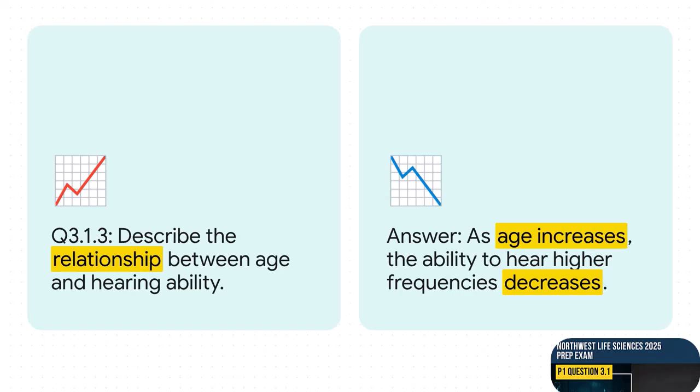Now for question 3.1.3, describe the relationship. So to answer this, you just have to look at the data table they give you. Just scan your eyes across the rows, down the columns. What's the pattern? Well, it's pretty clear. As the age group gets older, the percentage of hearing goes down, especially for the high frequencies. So the relationship is simple. As age increases, the ability to hear higher frequencies decreases. That's 2 marks, just for spotting a trend.